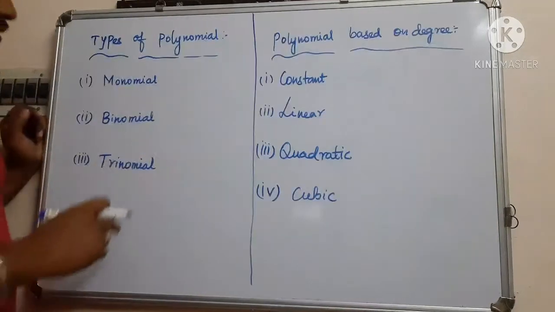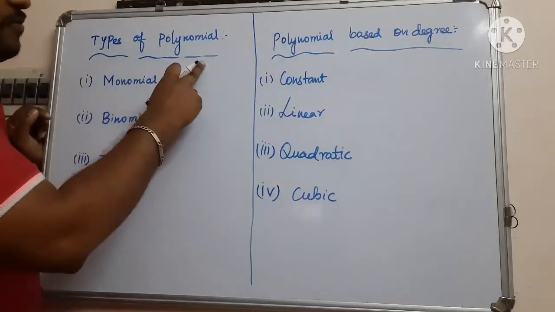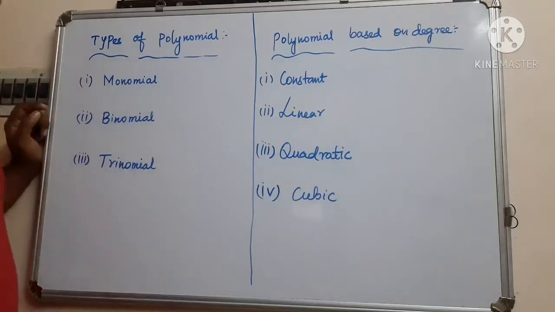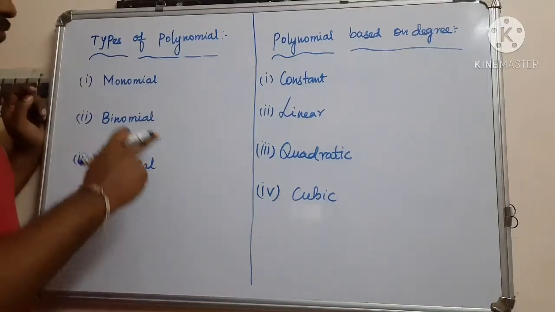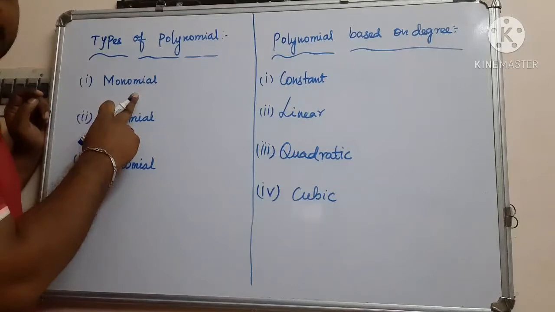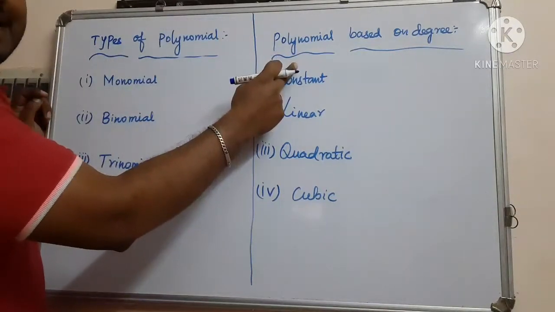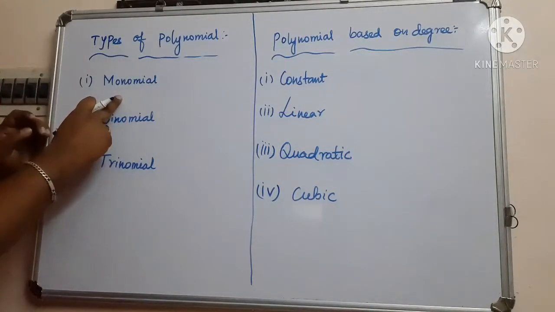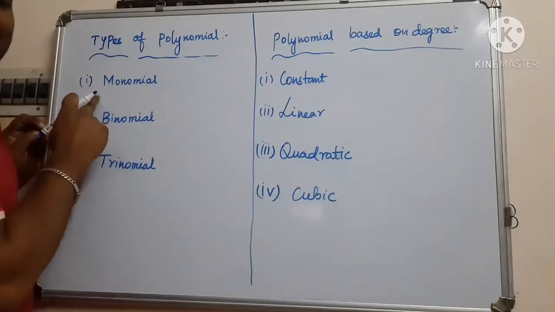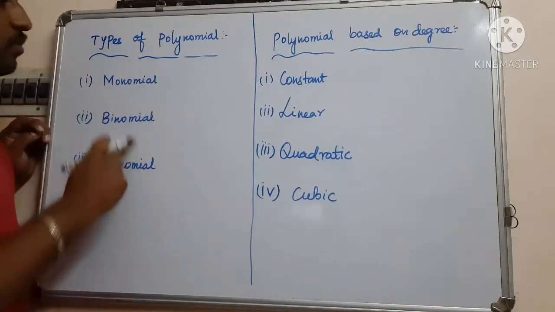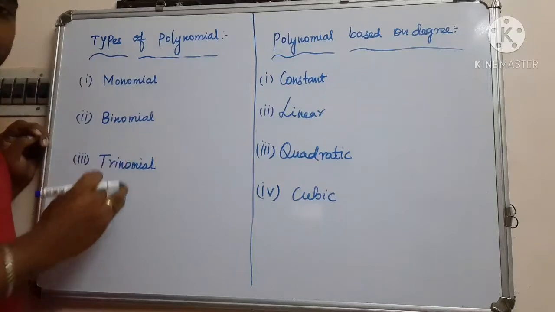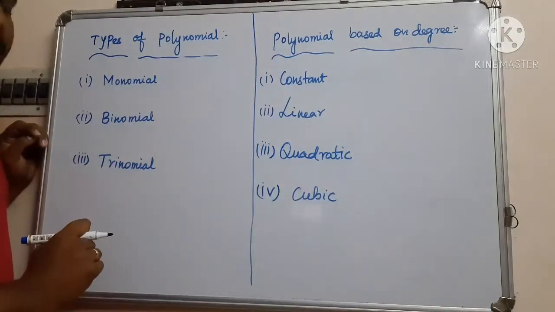Clear? Next one is types of polynomial. Types of polynomial are two types. One is based on the terms. Another one is based on the degree. First one is based on terms. There are three types. One is monomial. Second one is a binomial. Third one is a trinomial.